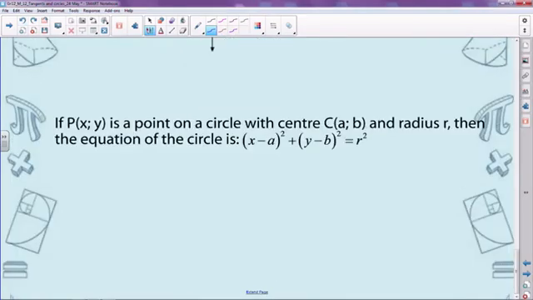If P, X, Y is a point in a circle centered AB as your coordinates with a radius r, then the equation of the circle is x minus a squared plus y minus b squared is equal to r squared. And obviously you've seen how we can work out that defining equation, and we can prove to ourselves that that is indeed the equation for any circle.